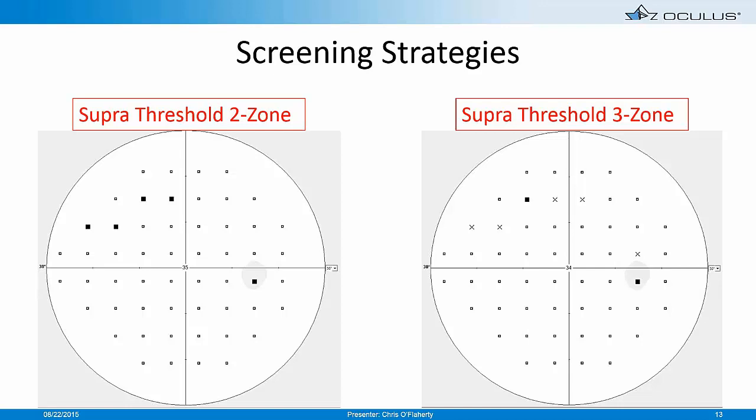And again, with normal patients, both of these tests take about 1 minute. And with the pathological patient, the super-threshold 3-zone will take a little more time. I would say that the 2-zone is definitely more popular simply because if the doctor finds a defect on the 2-zone, they will just go to a threshold strategy.